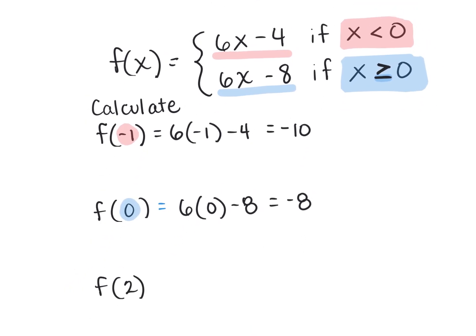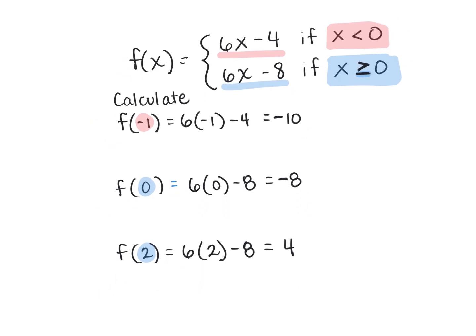Last part of this says f of 2. As I look at this, I'm trying to decide which section this belongs to. 2 is greater than or equal to 0, so this again is going to be the blue function. So I'm going to have the 6 and then the x value, which in this case is 2, and I'm going to subtract 8 from it. 12 minus 8 will give me an answer of 4. You have to decide which domain fits first, and then you want to go through and do the substitution for the function itself.